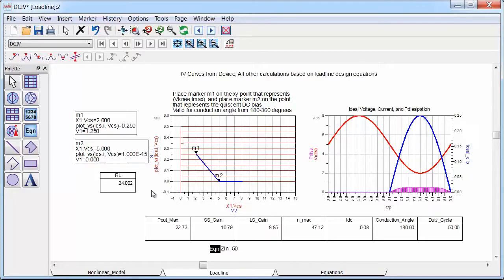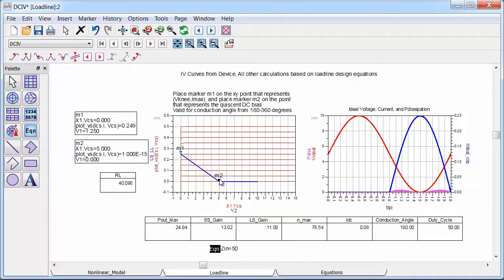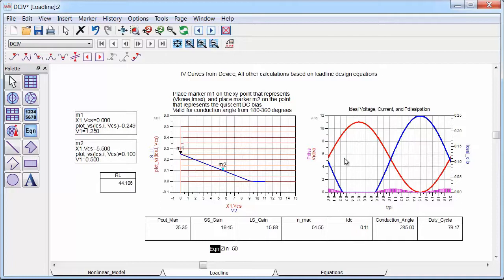Okay, so let me demonstrate how this works on the ideal set of IV curves from the transistor model I just built. So here are those curves, and all I need to do is put marker 1 on my knee voltage and marker 2 on my quiescent point, and then everything else is calculated magically using the design equations. As I move the marker, all the graphs and numbers update accordingly.